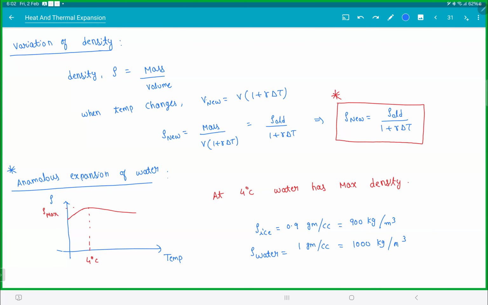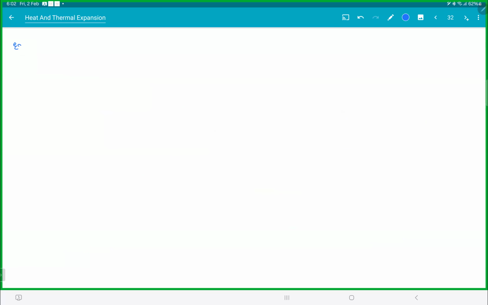Clear? Let's show you a question on this. Let's say we have a container filled with 4 degrees water. Now, if I increase or decrease the temperature, in which case will the water overflow?